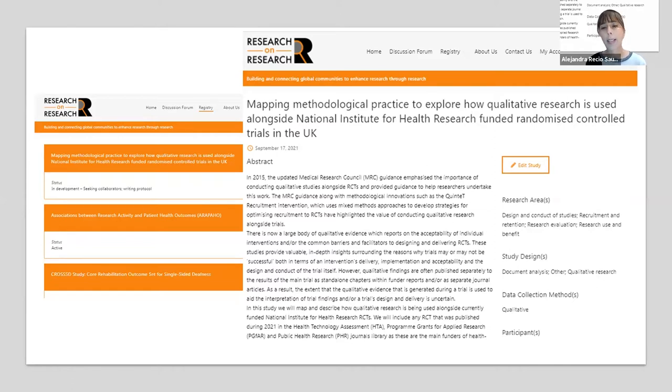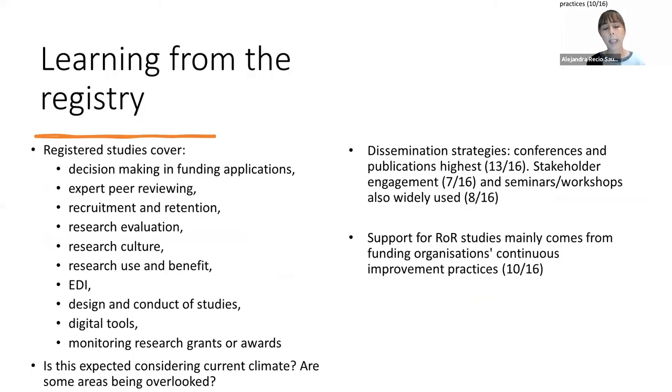Now, as I say, we piloted the form that we used to register this information, and we believe that is the most relevant and the most useful that could be gathered initially to understand what kind of work is happening in this space. So for instance, we can learn from the registry the areas of the studies that people are working on, or the dissemination strategies that people use to communicate this type of work, or where the support is coming from, which is not surprising. Mostly in the studies that we have so far, it's coming from funding organizations, programs of continuous improvement, but there are other sources as well.